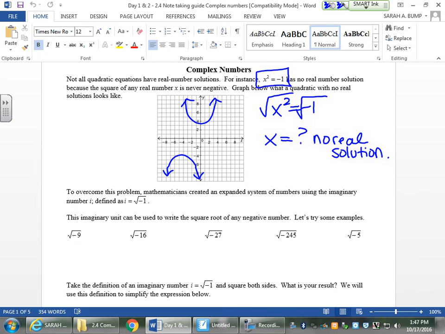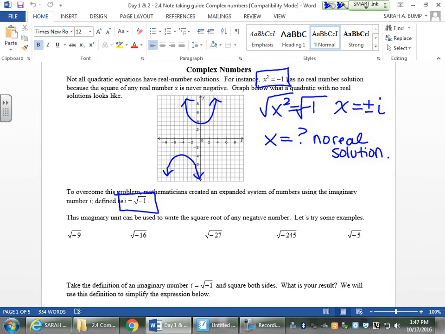So to overcome this issue of not being able to square root a negative, there's this expanded system of numbers that use the imaginary number i. This is the definition of i. I'm going to have you guys put a box around that. By definition, i is equal to the square root of -1. So if you look back up at the answer that I said had no real solution, if I square root -1, by definition, what is the square root of -1? Yes, it is i. So it would technically be x equals plus or minus 1i.